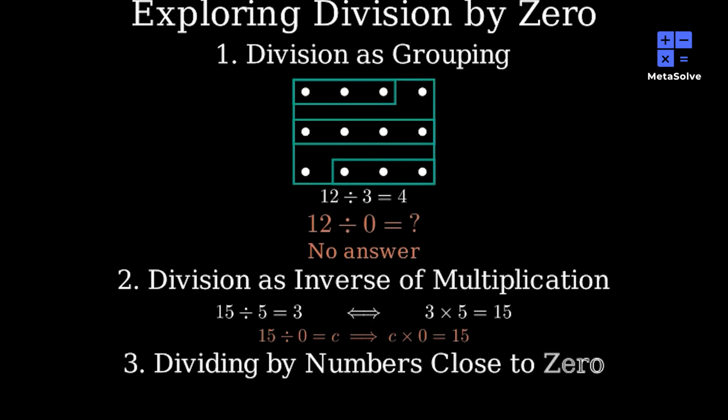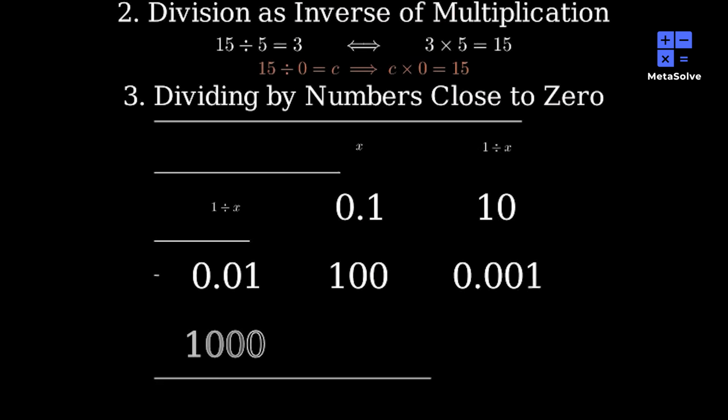Sometimes people wonder if dividing by numbers very close to 0 is the same as dividing by 0. Let's see what happens if you divide 1 by smaller and smaller numbers. 1 divided by 0.1 equals 10. 1 divided by 0.01 equals 100. 1 divided by 0.001 equals 1,000. As the denominator gets smaller, the result gets bigger and bigger. It grows very quickly. This is why people sometimes say dividing by 0 tends toward infinity.